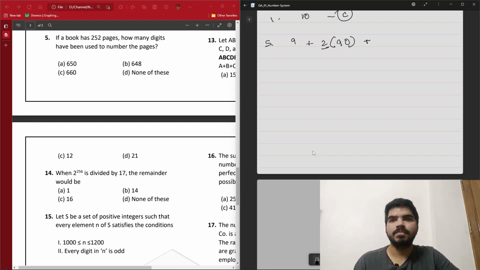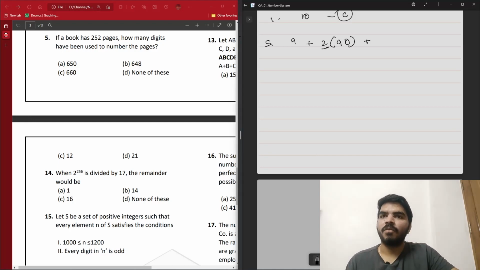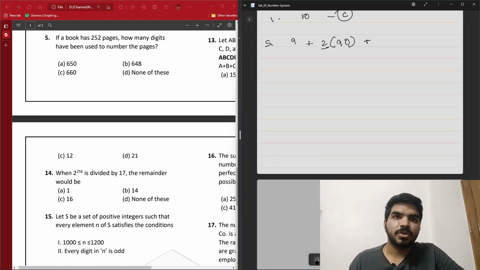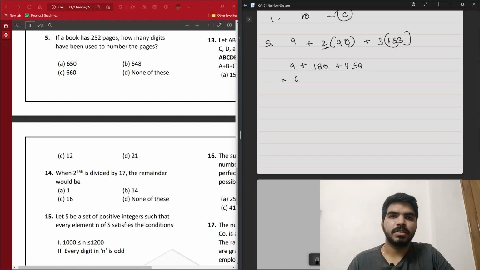Plus, how many are left? 152 more plus 100 itself. So, 153 into 3. This will be 9 plus 180 plus 459. This will be equal to 648. Option B. Simple.